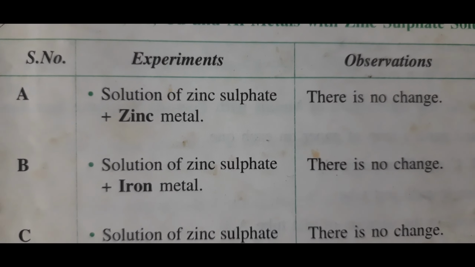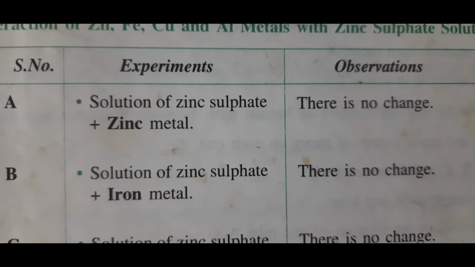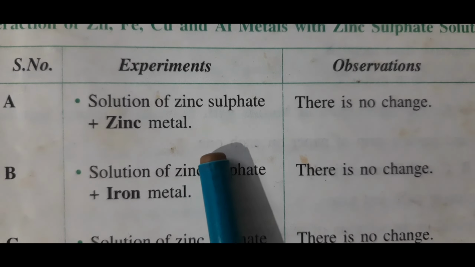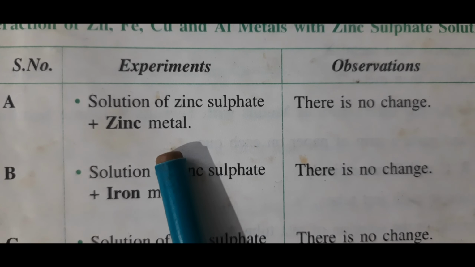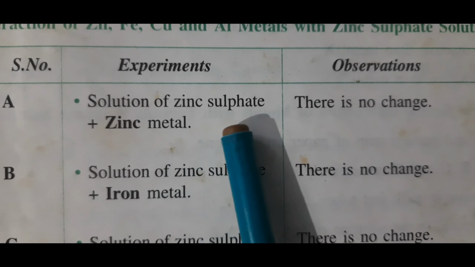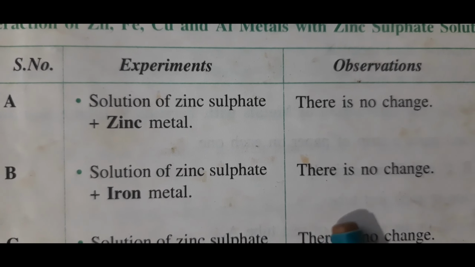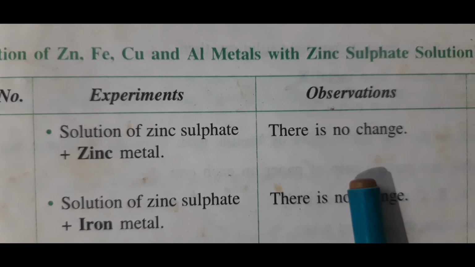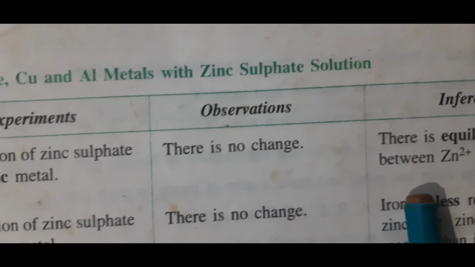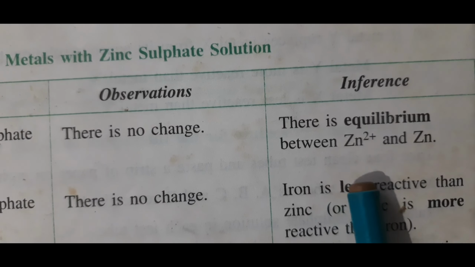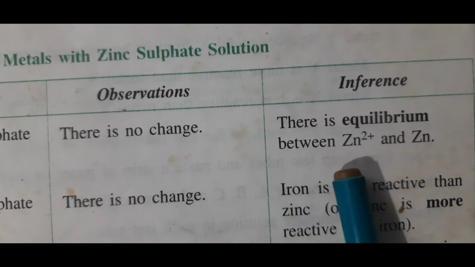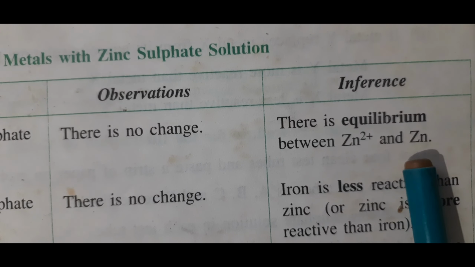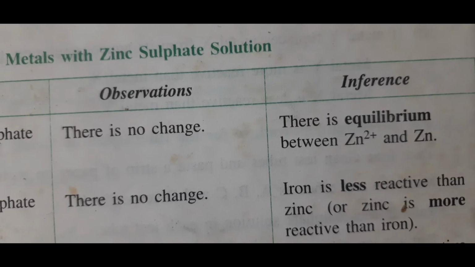Now first, number A. Solution of zinc sulfate plus zinc metal. So what do we observe here? There is no change, because zinc sulfate, zinc metal, both are same, so no change. And here there is equilibrium between Zn2+ ions plus Zn. The equilibrium.